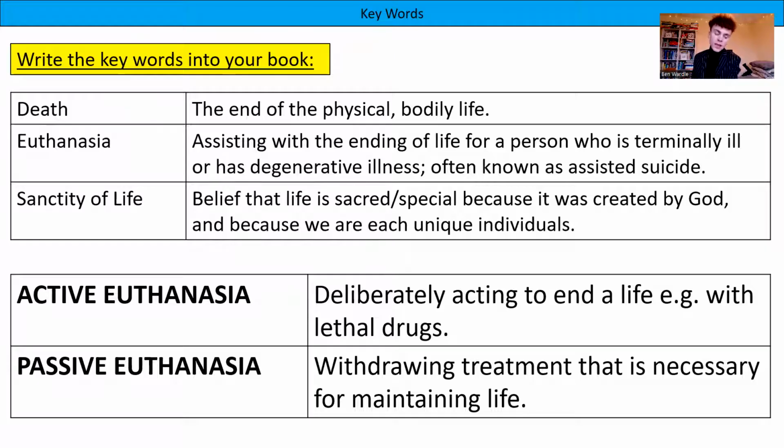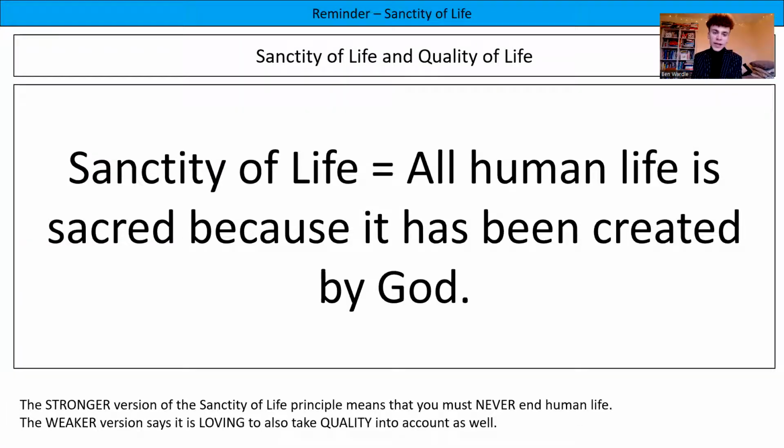The other key concept then is passive euthanasia. And this is when medical professionals make the decision to withdraw a treatment that is necessary for maintaining life. So, for example, switching off a life support machine. So, of course, both of these raise really interesting ethical and moral questions. Our focus today, though, will be on active euthanasia. We will be asking, should this be legal in the UK? What do Christians believe? What do Muslims believe?